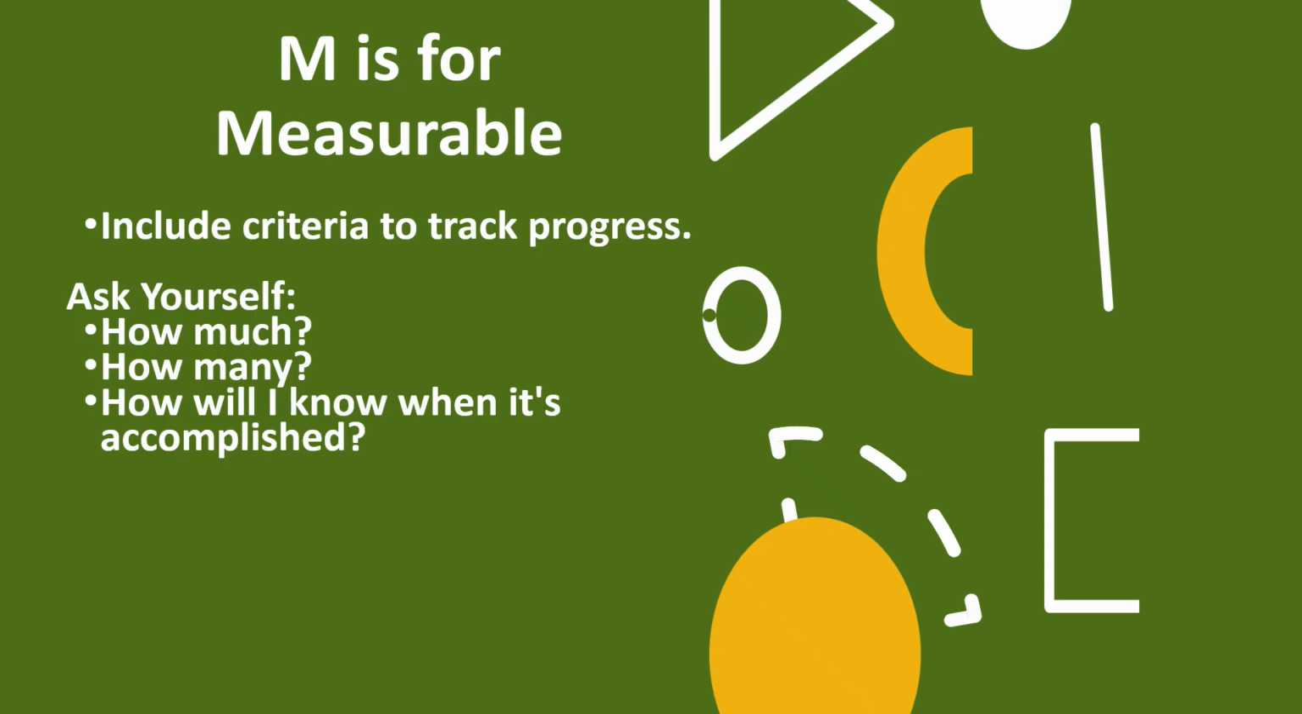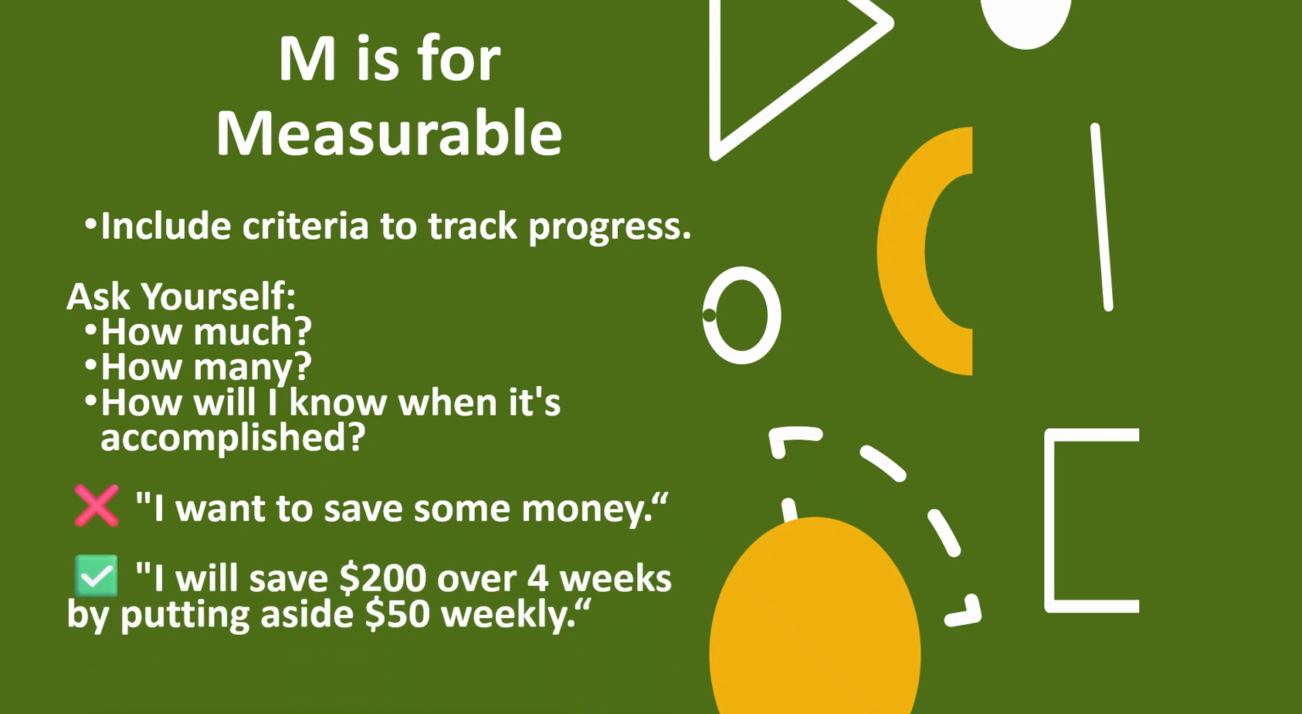For example, instead of saying, "I want to save some money," be specific: "I will save $200 over 4 weeks by putting aside $50 weekly." Remember, making your goals measurable is a powerful step towards achieving them. So let's continue on to the next component, which is achievable.